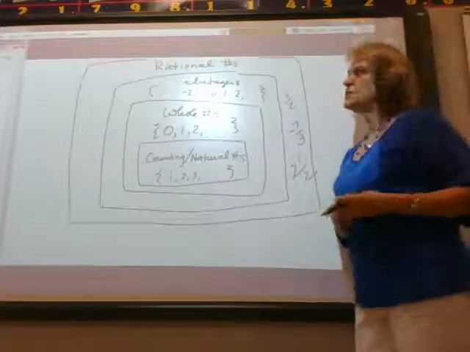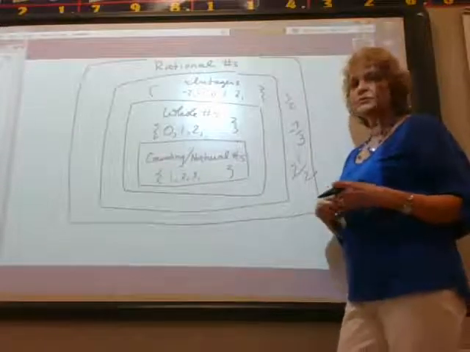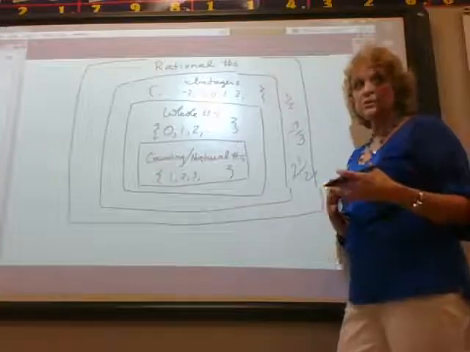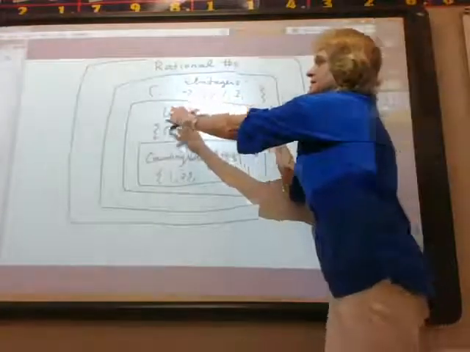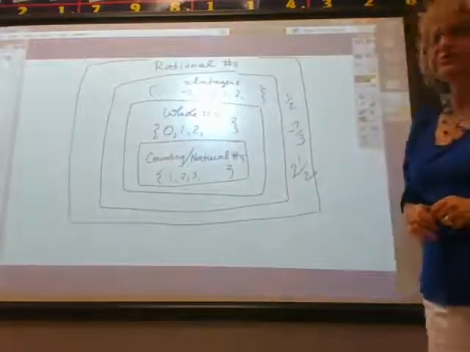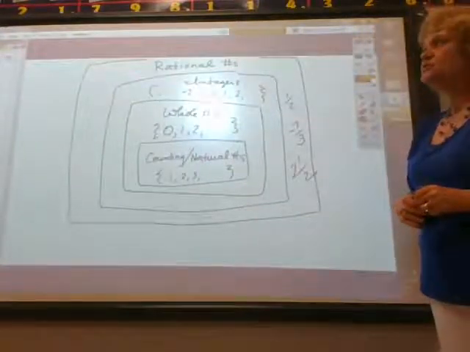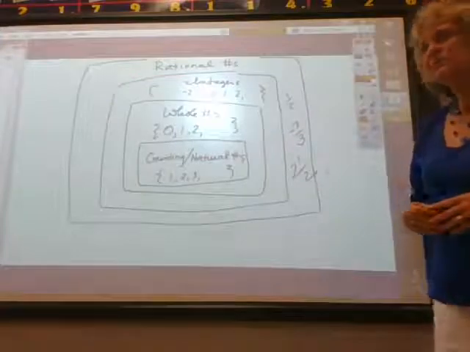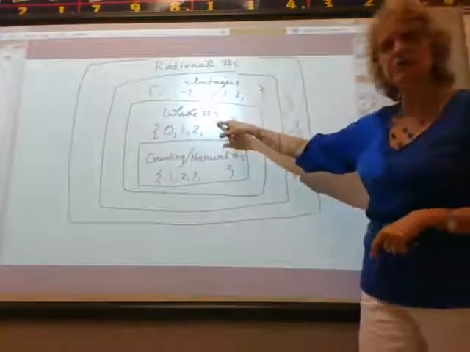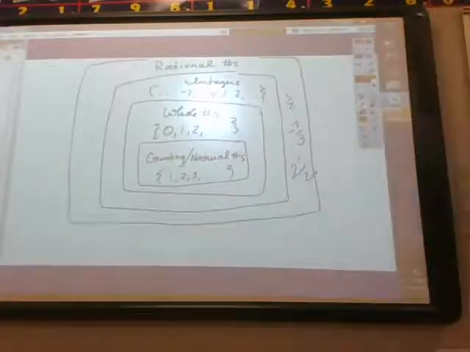So if I said to you, are the whole numbers a part of the integers? Like, is every whole number considered an integer? Yes, right? Because the whole numbers are within the umbrella of the integers. Okay, are the rationals within the whole numbers? No, there's lots of rational numbers that are not whole numbers, so that would not be a true statement, okay?